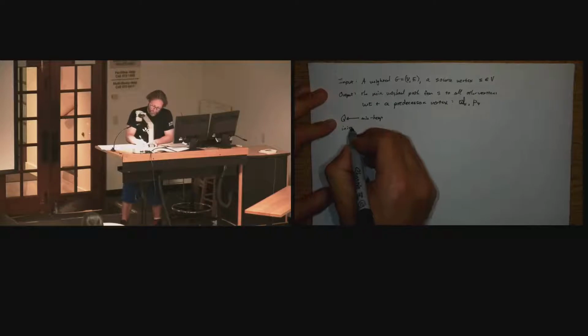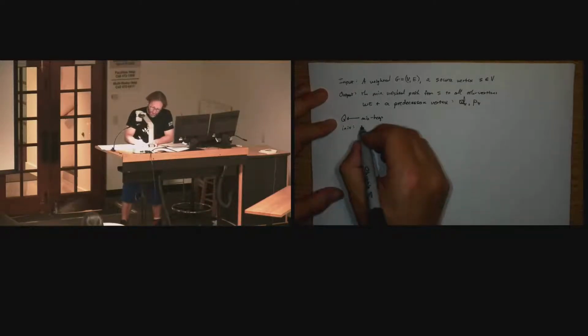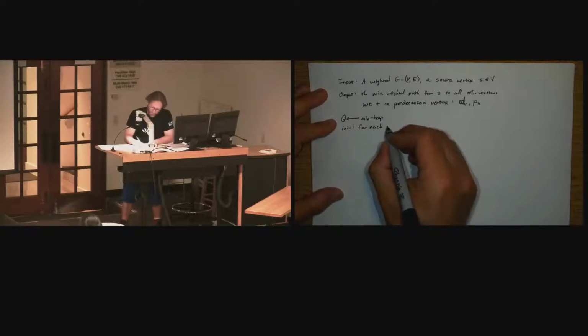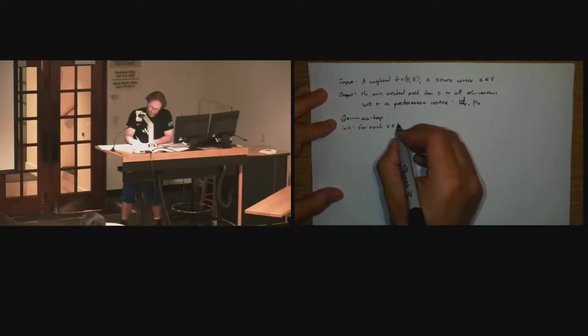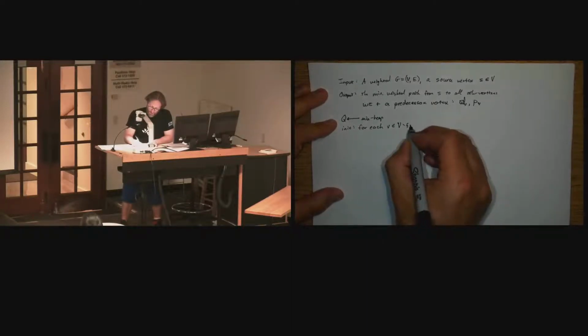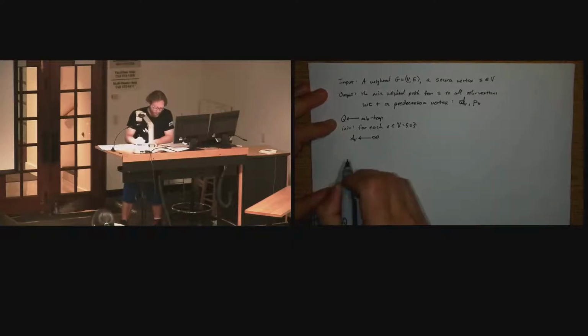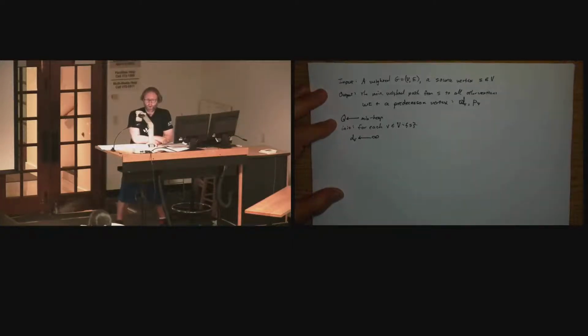So initialize. What we're going to do is for each vertex v in the vertex set other than S, we're going to go ahead and set the distance to infinite. And if you were doing this in Python, what is a value that is greater than all other values but that's still comparable?